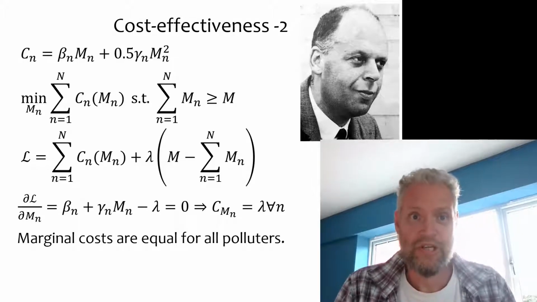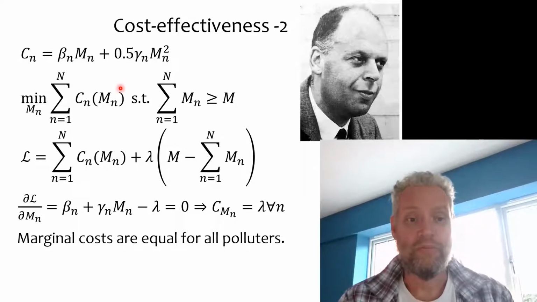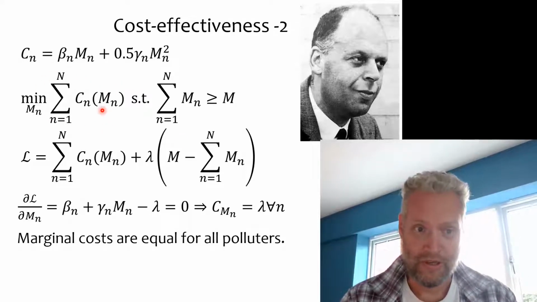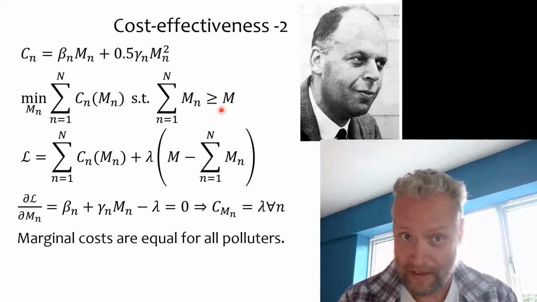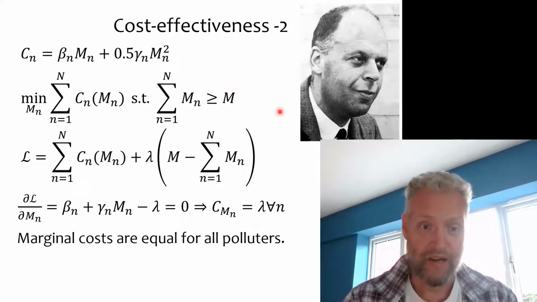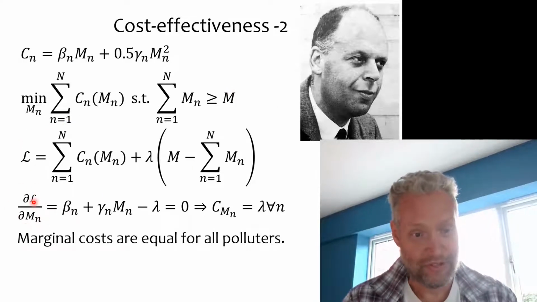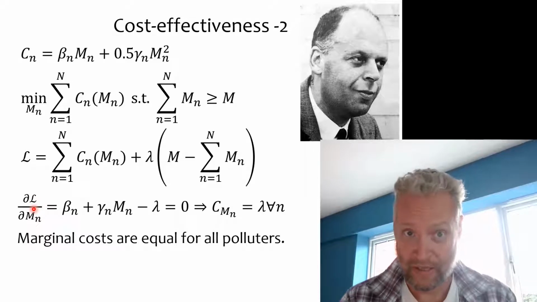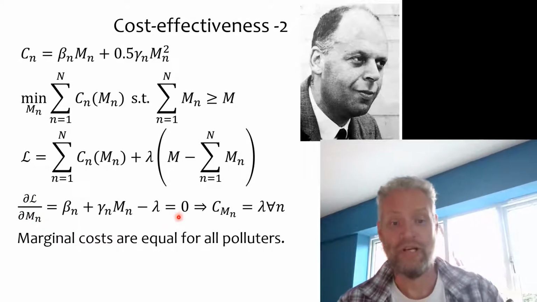We're trying to achieve an environmental target at the lowest possible cost, and we do so by minimizing the total cost, the cost to all polluters of emission reduction, subject to the constraint that total emission reduction is greater than or equal to our target. We do so by forming the Lagrangian and then taking the first partial derivative of that Lagrangian with respect to the thing that we're actually trying to control here, that is emissions, and set it equal to 0.